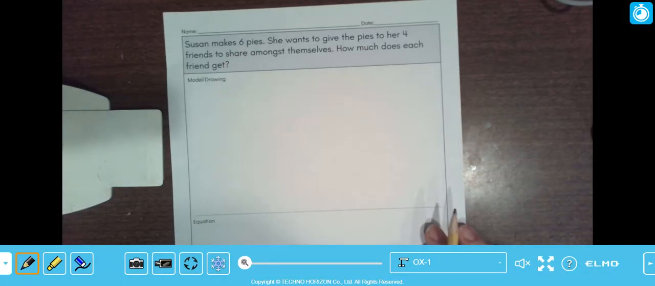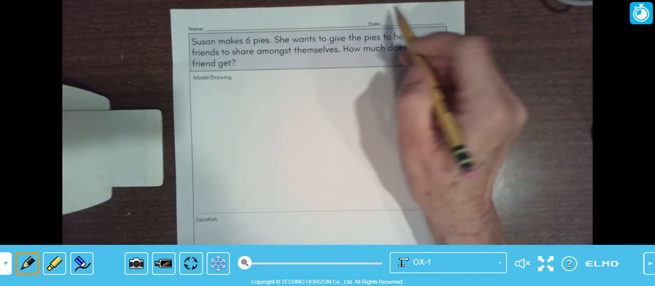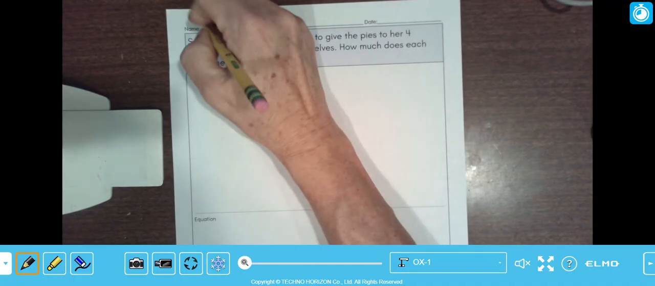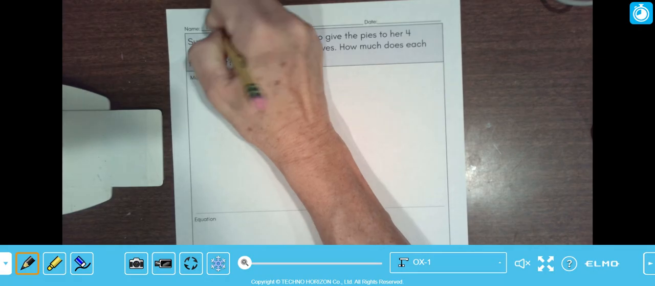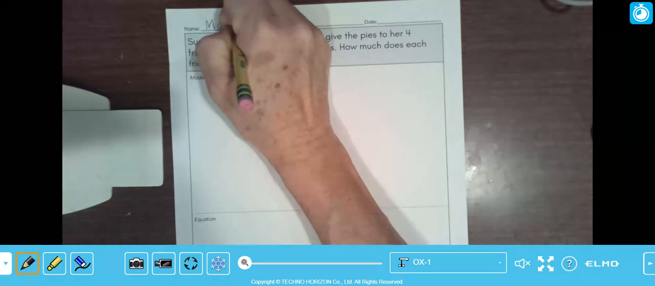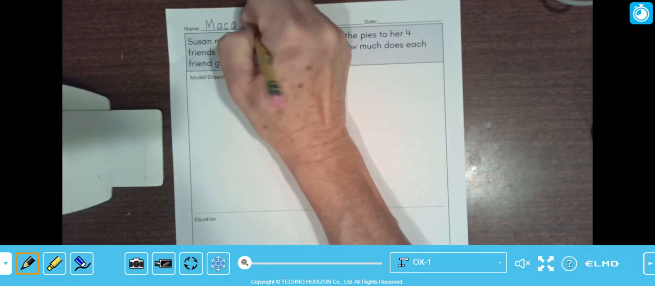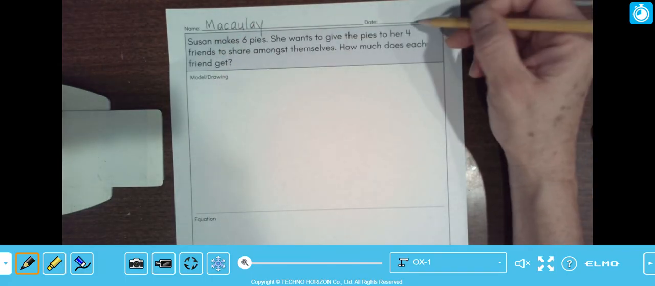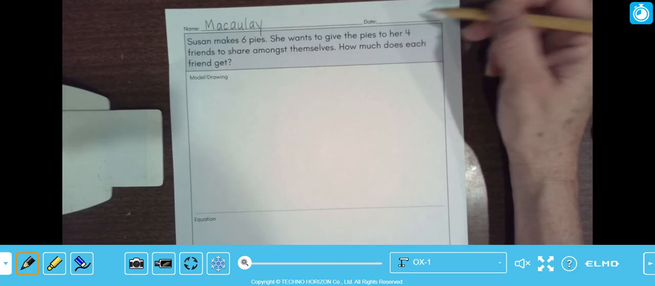Okay, we're going to go over this word problem today. So right here, you're going to write your name. I'm going to write Macaulay because that's my name. But you write your name. And over here, you're going to write the date.